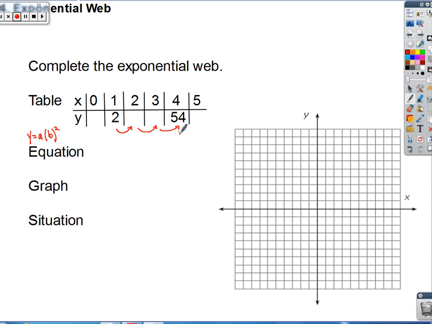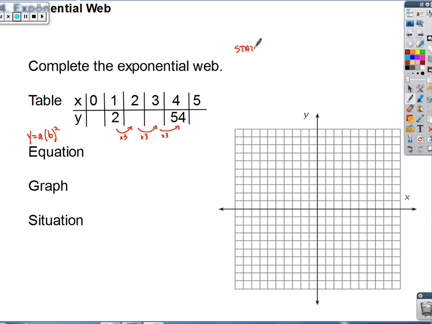You could take 2 times 2 and get 4, times 2 to get 8, times 2 to get 16, but we want 54. So our multiplier has to be bigger than 2. 2 times 3 is 6, times 3 is 18, times 3 is 54. So if I times by 3 each time, I can figure this out. That's my multiplier. So that's using guess and check. But guess and check only works if it is an integer value. You don't want to guess and check decimals.